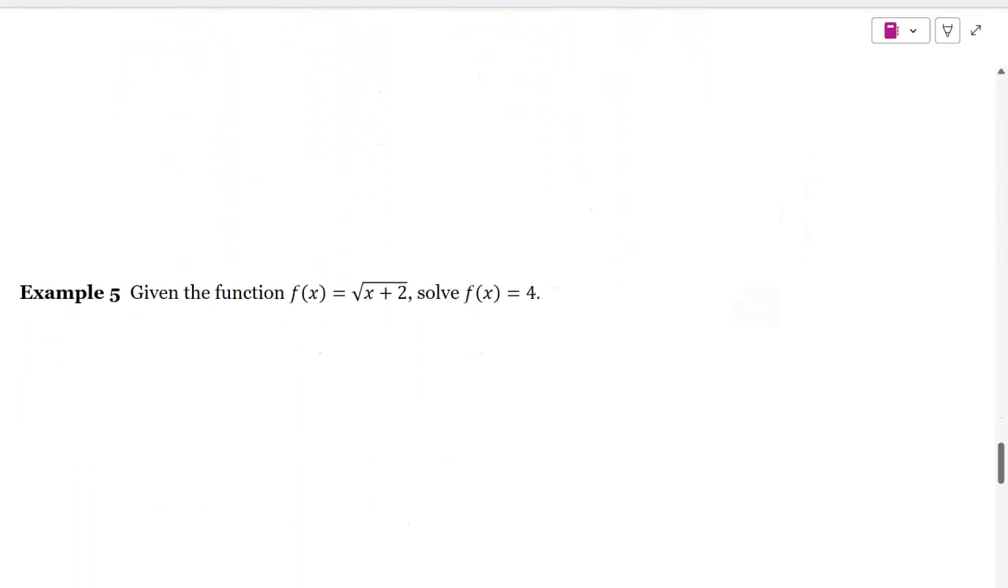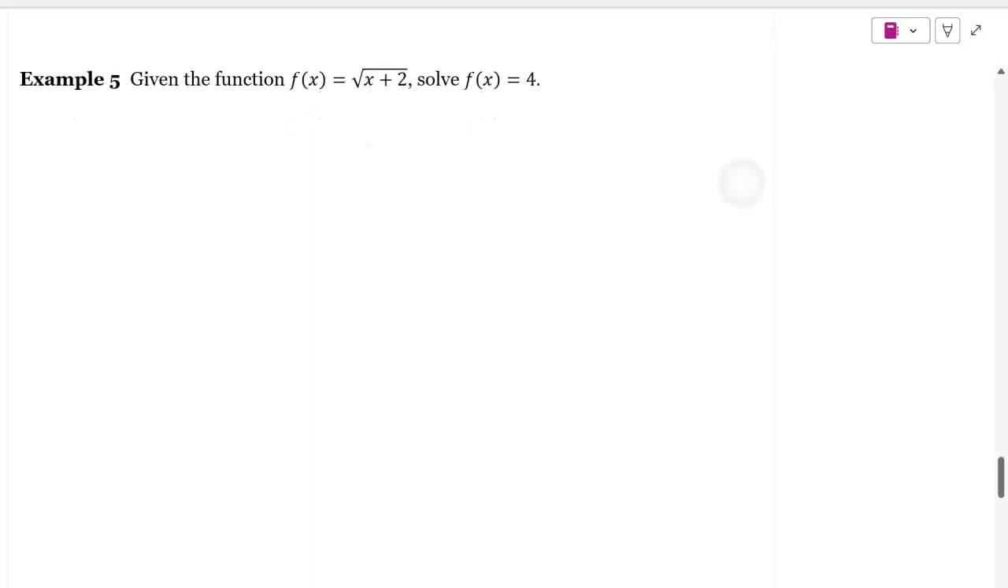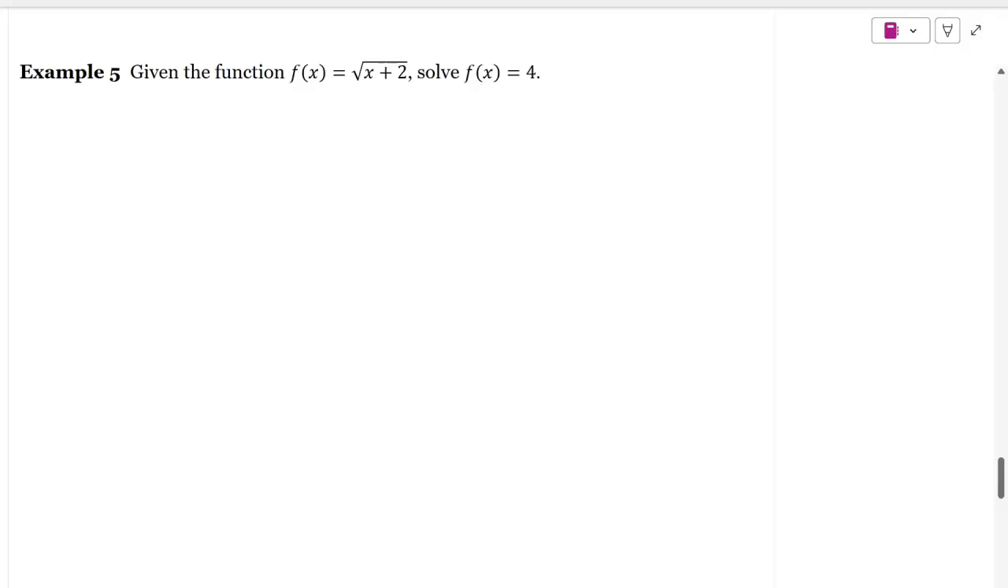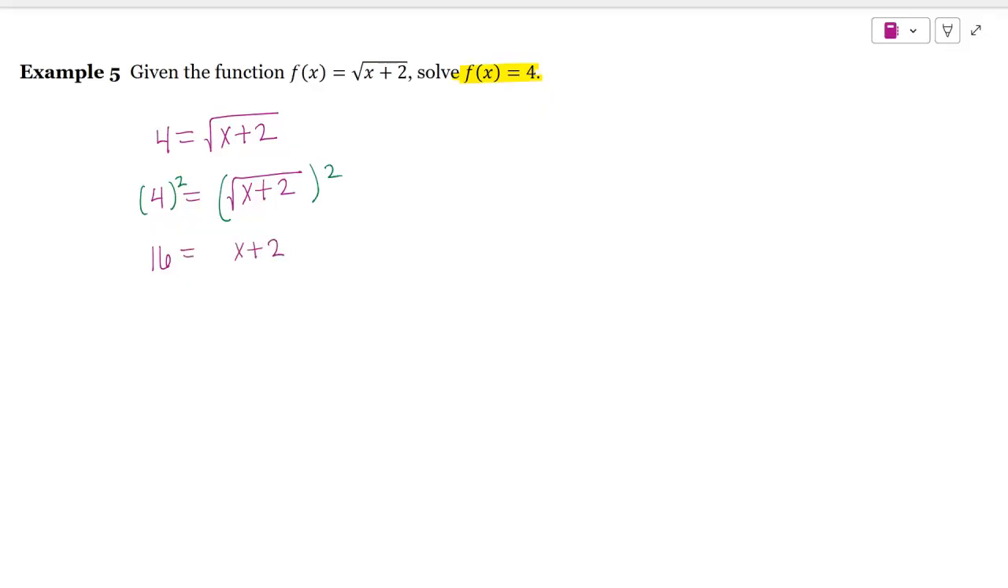All right, let's look at another example like this. We want to know what is the input value or values that will lead to an output value of 4. So instead of writing f of x, I'm going to write 4 is equal to the square root of x plus 2. I want to square both sides of this equation so that I can get rid of the square root symbol. So I'll have 16 is equal to x plus 2. And then if I subtract 2 from both sides, I'll have that 14 is equal to x.